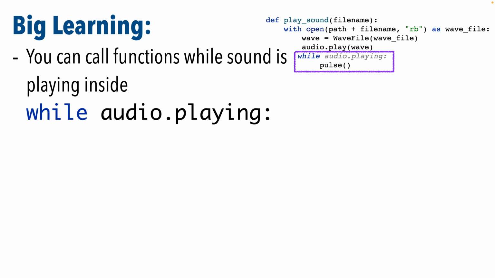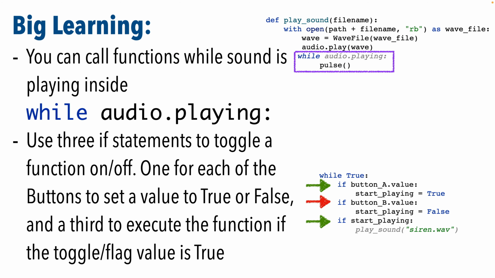So this was another big learning lesson. We learned that we can call additional functions from within the play sound audio.playing loop, and we also learned a technique for setting a Boolean flag to either true or false when buttons are pressed, and to use a third if statement to actually execute code you want to execute if a flag is set to true.